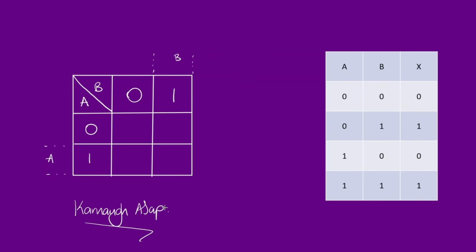Once we're able to draw a Karnaugh map, next is to map from the truth table to the Karnaugh map, so that we can find the prime implicants. So 0 on A, 0 on B, that's not A not B, gives us 0. Not A and B gives us 1. A and not B gives us 0. And A and B gives 1.